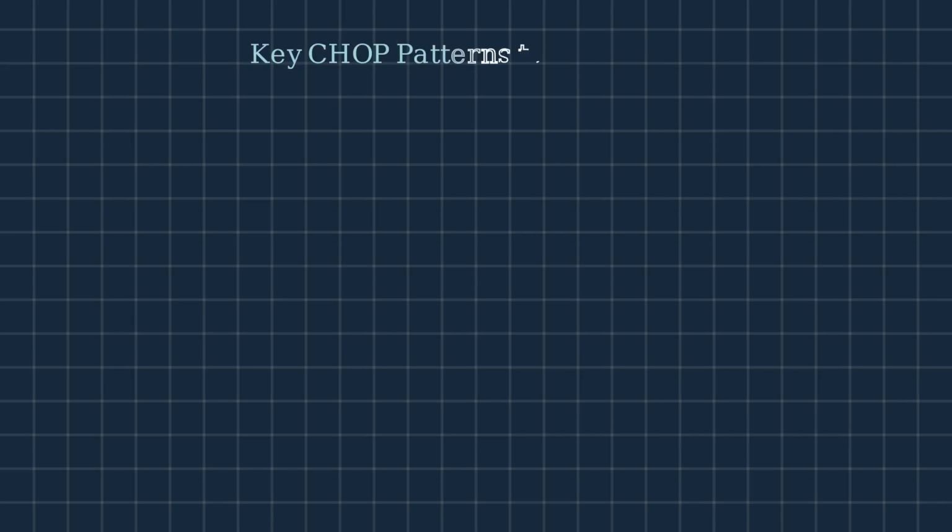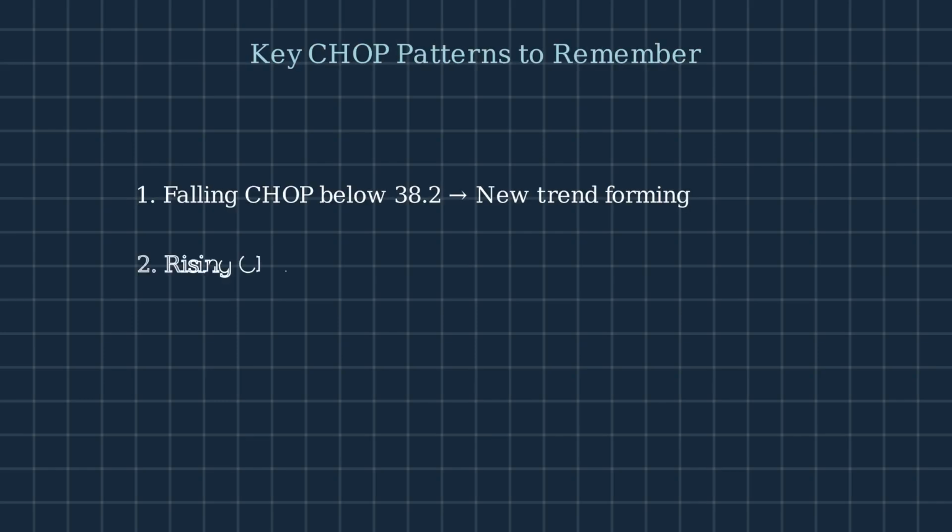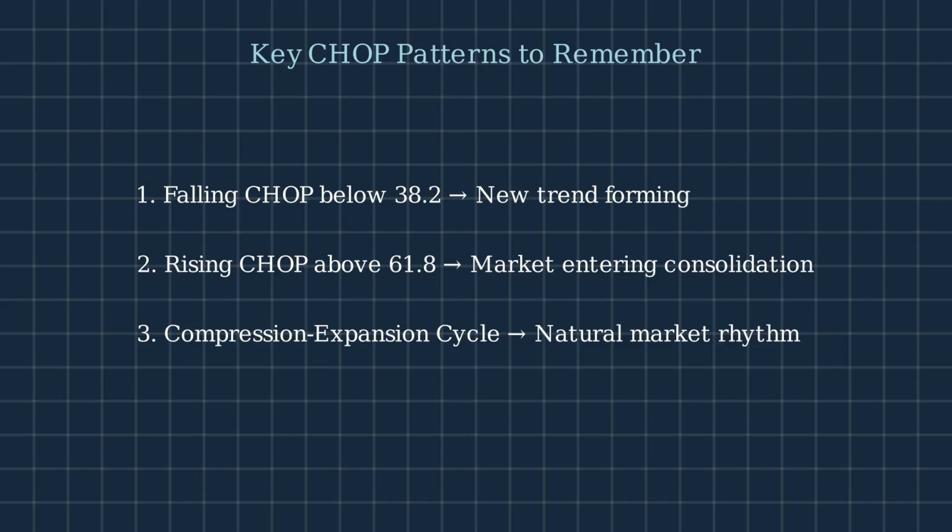Let's summarize the key CHOP patterns to watch for in your trading. First, when CHOP falls below 38.2, prepare for a new trend. Second, when CHOP rises above 61.8, expect consolidation. And third, recognize the compression expansion cycle as a natural market rhythm. The most successful traders adjust their strategies based on the current chop pattern, using trend following approaches during expansion phases and range trading strategies during compression phases.